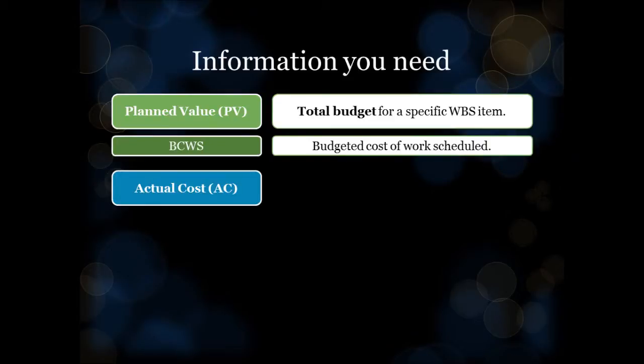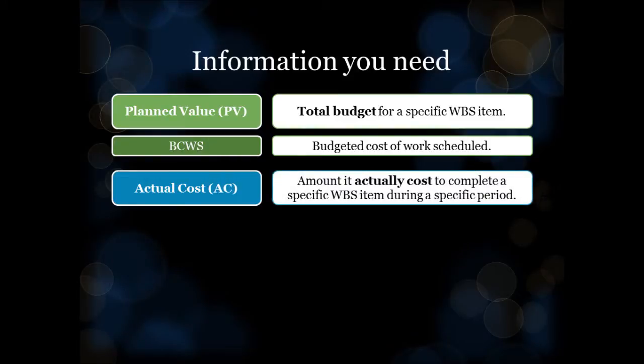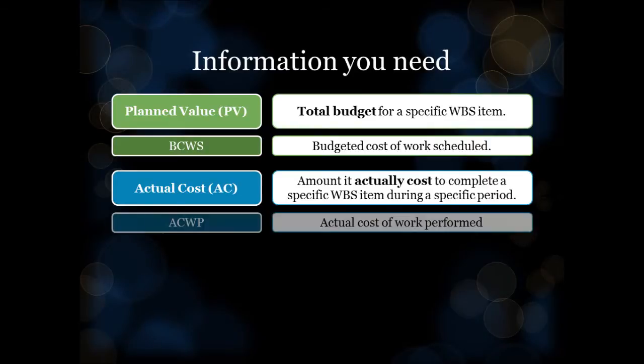Actual cost, AC, is the amount of money it actually takes to complete a specific work breakdown structure item. The term actual cost of work performed is also used and means exactly the same thing.